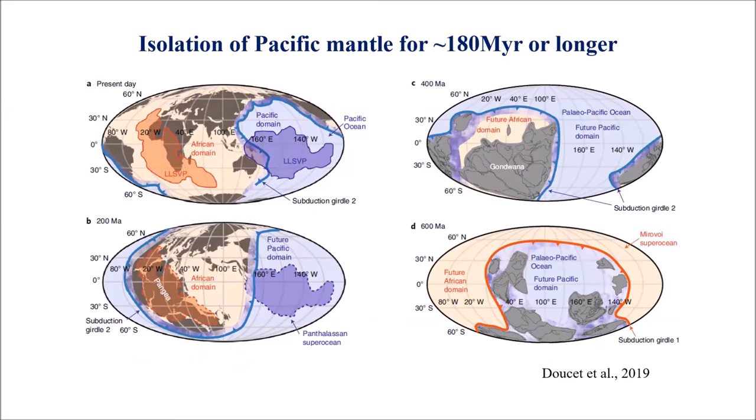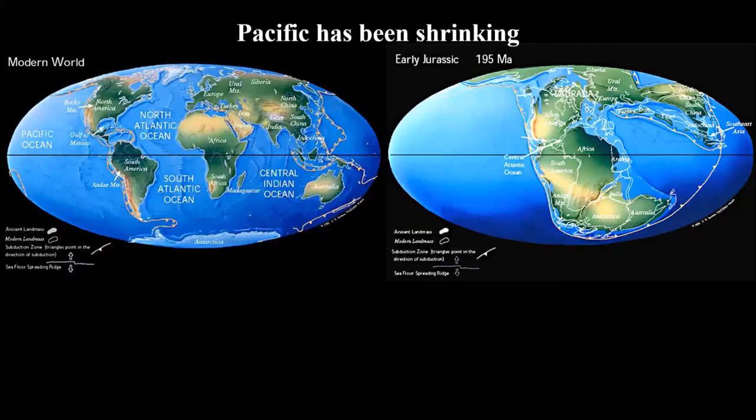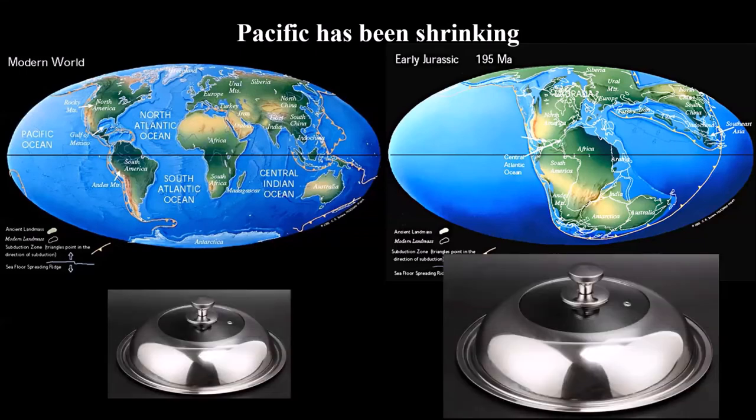Similar, okay. So our study would also provide additional evidence for the outflow of the Pacific mantle. It is well known that the Pacific has been shrinking, and so has the volume of the mantle beneath the subduction shield. It's easier to depict the sinking subduction shield as the lid of a traditional Chinese pot. I'm not sure if Australia has pots like this, but it's a very typical Chinese one. Hopefully you guys are familiar with that.